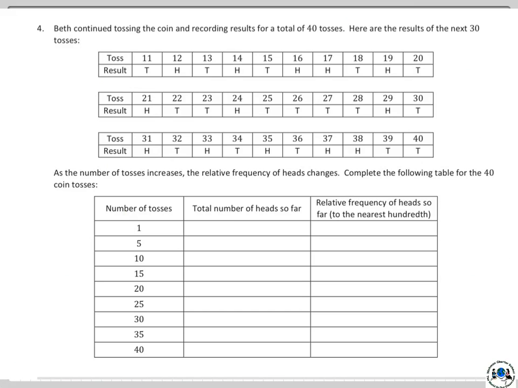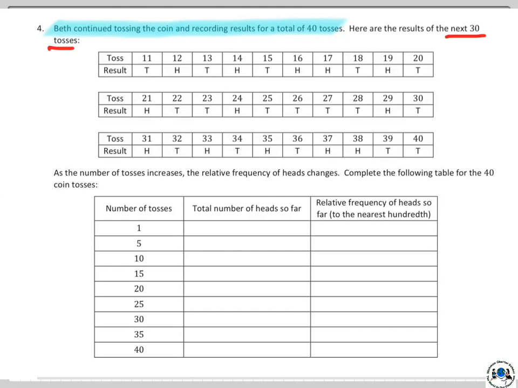Okay, so as we move on here, number 4. Now Beth continued tossing coins and recording the results for a total of 40 tosses, okay? So 30 more times. So here are the results for her next 30 tosses. There they are, all right? And she's recorded all those for you.